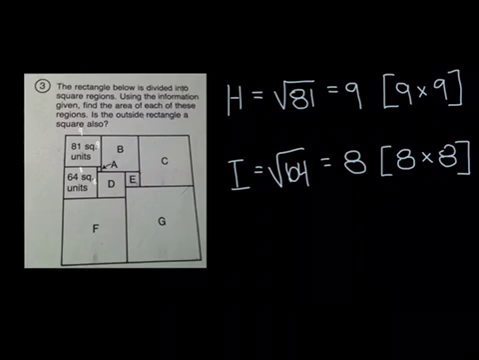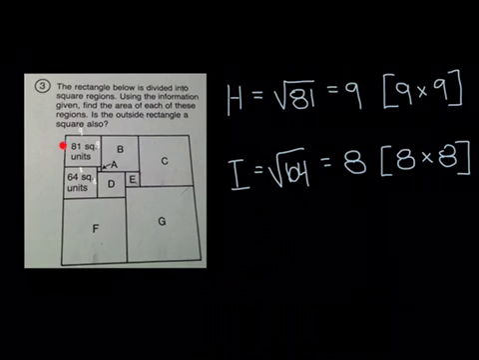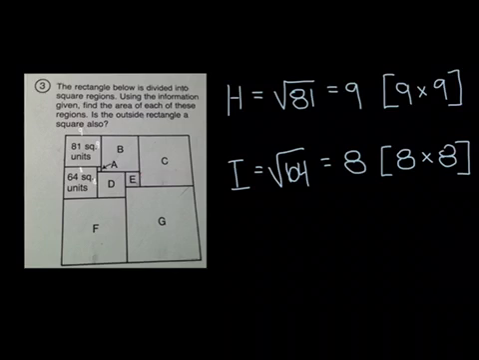So now, I labeled this one H and this one I just to help us out. And if the area of that one is 81 square units, we know the same number for these two must equal 81. So we take the square root of 81, which is 9. So we know that's going to be a 9 by 9 square. And then for I right here, the area is 64. So we need to take the square root of 64, which will give us 8. So we know that's going to be an 8 by 8 square.